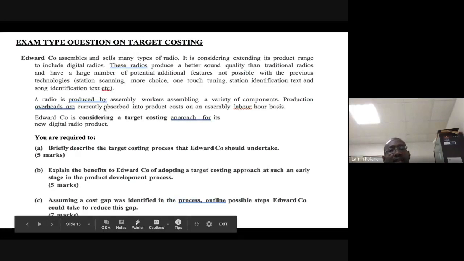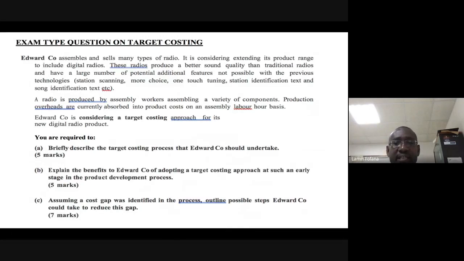Okay, so C: assuming a cost gap was identified in the process, outline possible steps Edwards Company Limited could take to reduce this gap. So mainly, what steps do we take to reduce the cost gap? We use what?